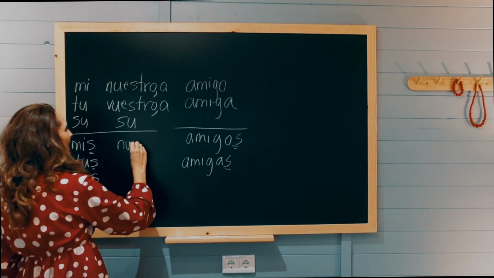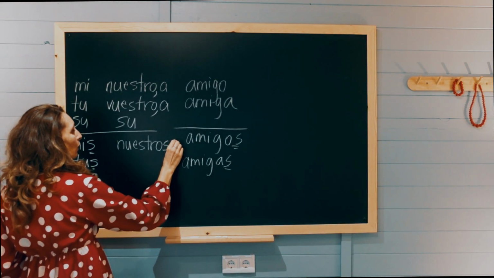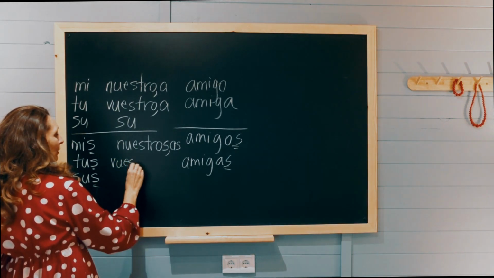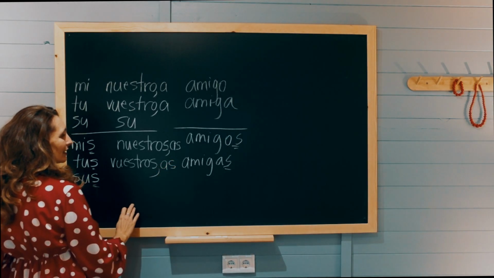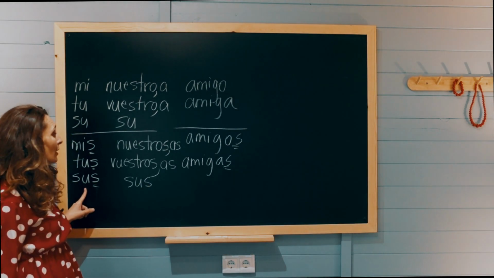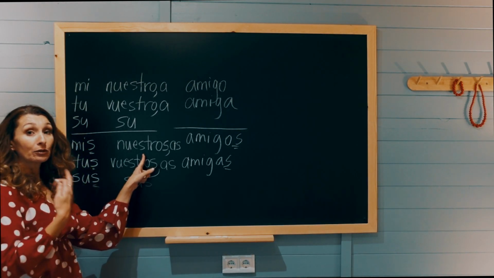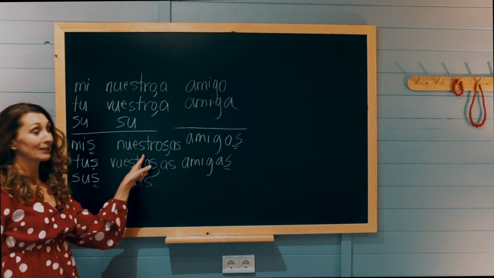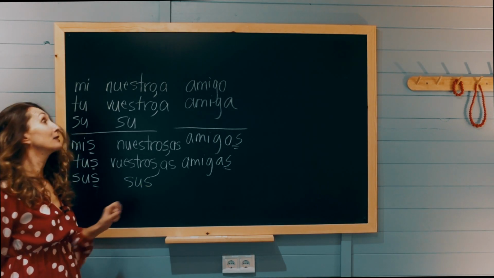Okay? So we say nuestros amigos or nuestras amigas. Vuestros amigos or vuestras amigas, and again, same as here, sus amigos or sus amigas, okay? So nuestros amigos, everything is plural. We are plural and these friends are plural, okay? Our friends, your friends, and their friends, okay?